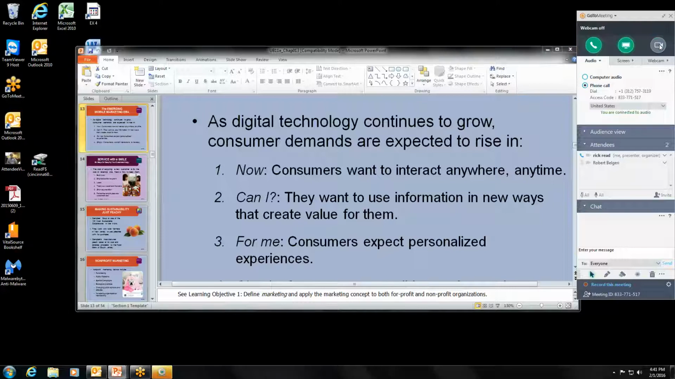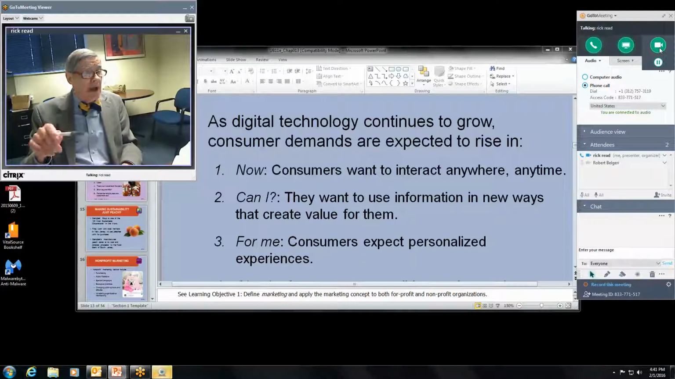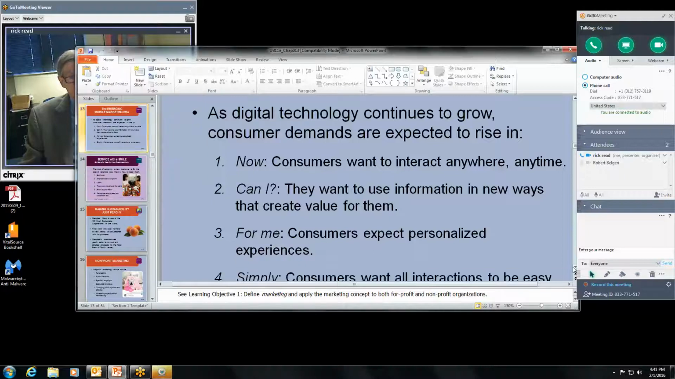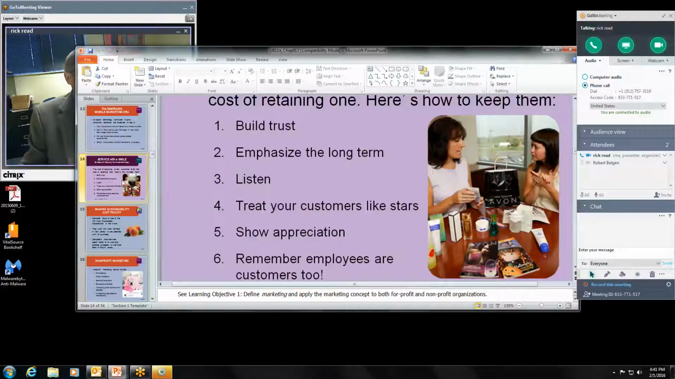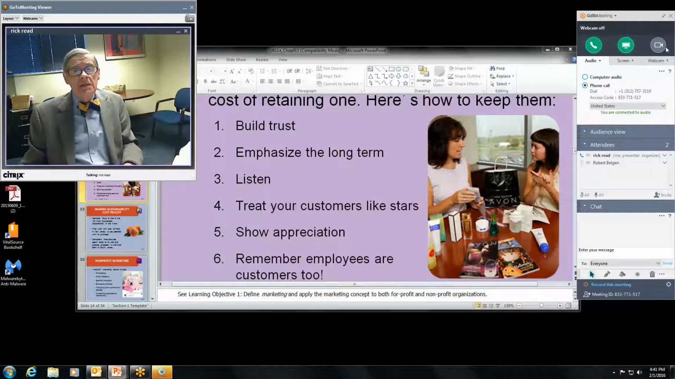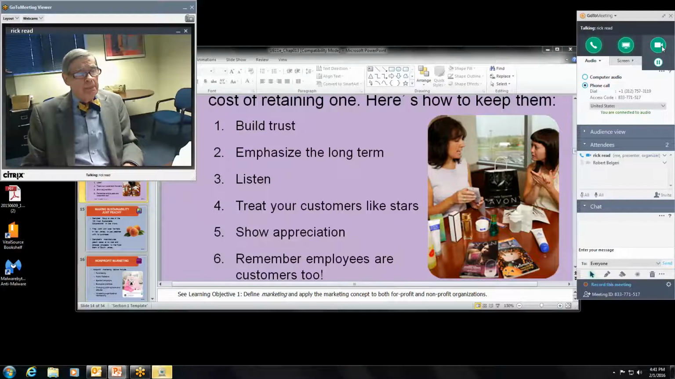And this just brings us back to digital technology. And notice the customers' demands are expected to rise: I want it now, can you do this for me, personalized experiences, etc. There's a little bit more here. And notice this last thing. Customers don't want this to be hard. They want it to be easy, and they want it to be something that can be done as quickly as possible.